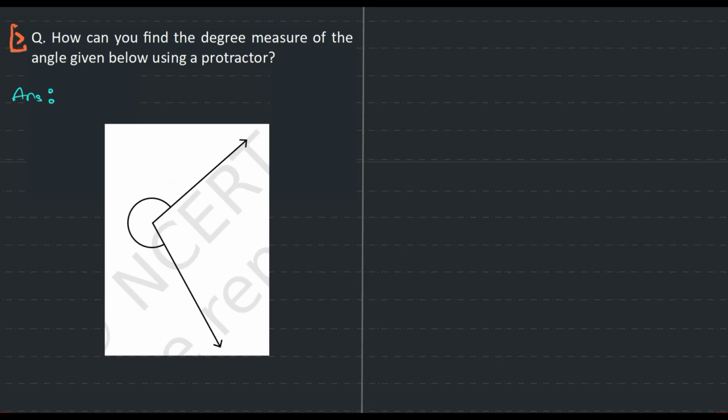How do you find the degree measure of the angle given below using a protractor? Why is this a special case? That's the first question I want to ask you guys. What's so special about this? Why isn't it another problem that we have already done?